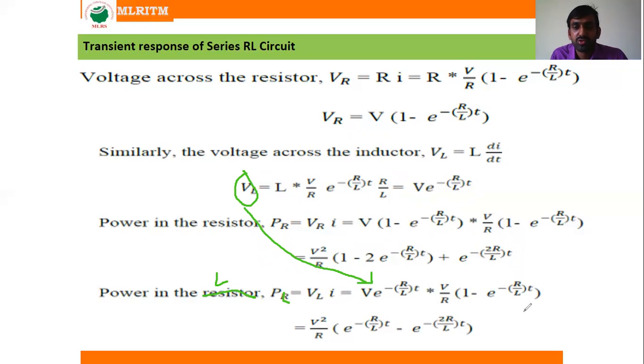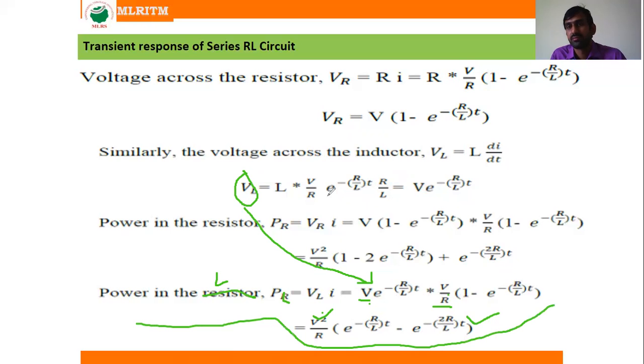By multiplying these two, V into V by R is going to become V square by R, into 1 into e power minus R by L into T, minus e power minus R by L into T into e power minus R by L into T, which is going to become e power minus 2R by L into T. So this is going to be our final expression for the power in the inductor.